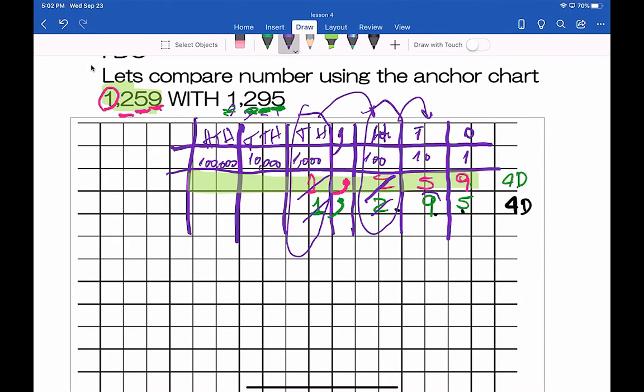No, here we have a winner. That means the 9 is the biggest. So this number that we put an asterisk on is the biggest number. So how do we write this? We write the first number.